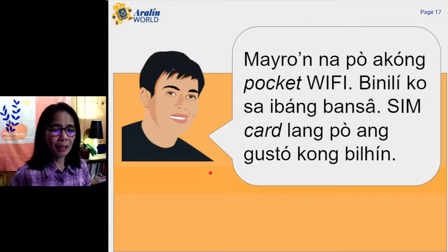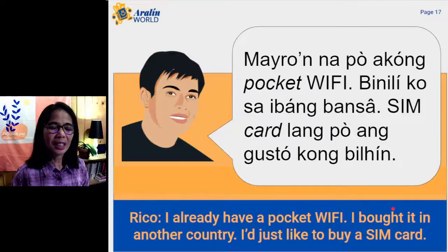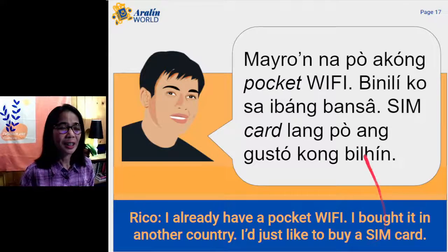Mayroon, okay, follow after me. Mayroon na po akong pocket Wi-Fi. Binili ko sa ibang bansa. SIM card lang po ang gusto kong bilhin. What does it mean in English? So in English, you say it like, I already have a pocket Wi-Fi. I bought it in another country. I just like to buy a SIM card.